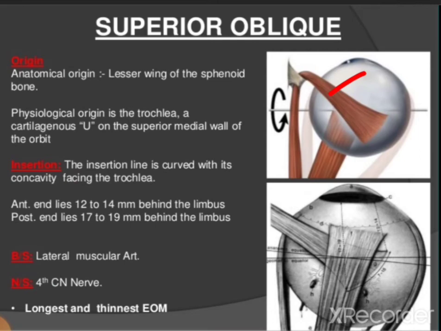There are 2 oblique muscles, the superior oblique and the inferior oblique. The superior oblique muscle originates from the lesser wing of the sphenoid, and its anterior end is inserted 12 to 14 millimeters behind the limbus, again on the sclera, and its posterior end lies 17 to 19 millimeters behind the limbus. It is supplied by the 4th cranial nerve, that is the trochlear nerve.